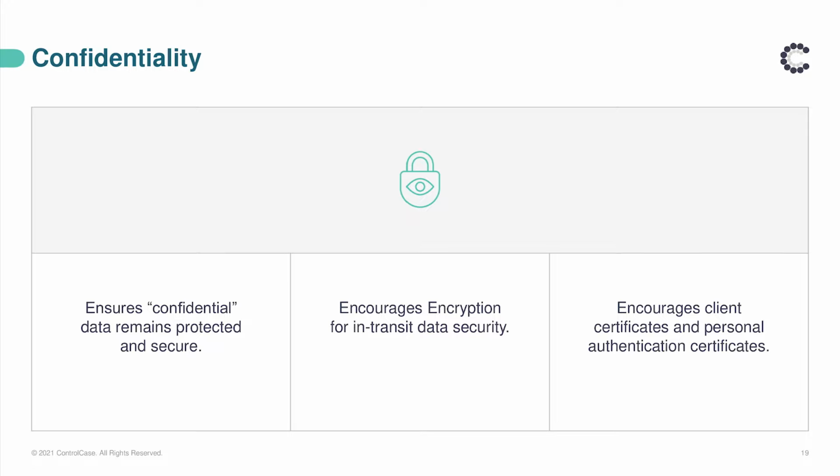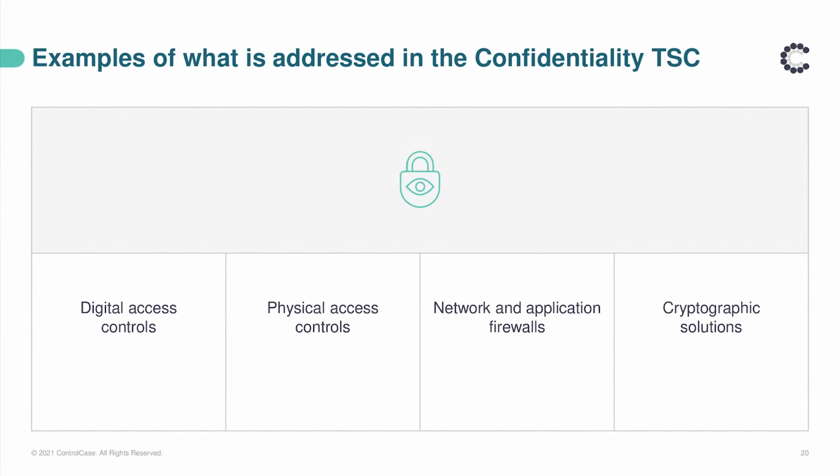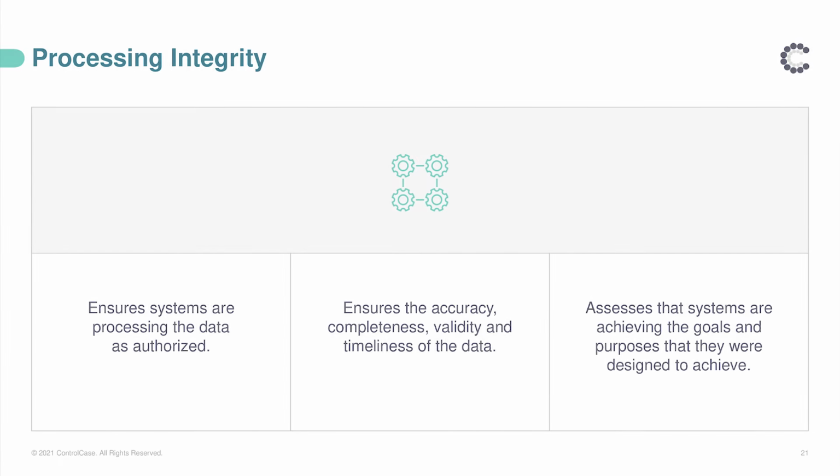What is confidentiality? Confidentiality, just as it states, is keeping the data that is housed within the systems confidential. A big proponent of this is encryption of the data that is housed within these. And so these might be some of the items that you might be able to demonstrate your commitment or your controls over confidentiality: physical access controls, network application firewalls, especially cryptographic solutions.